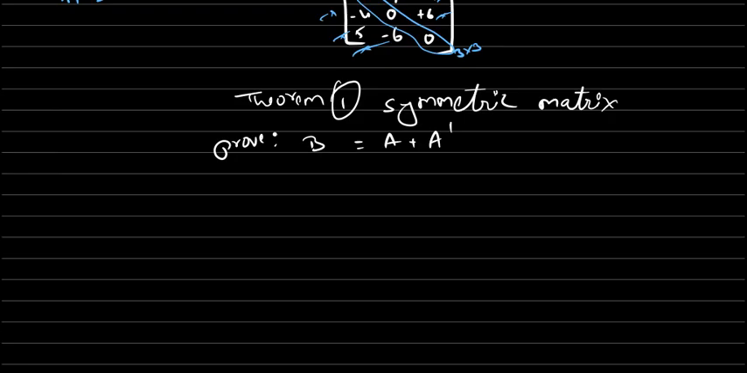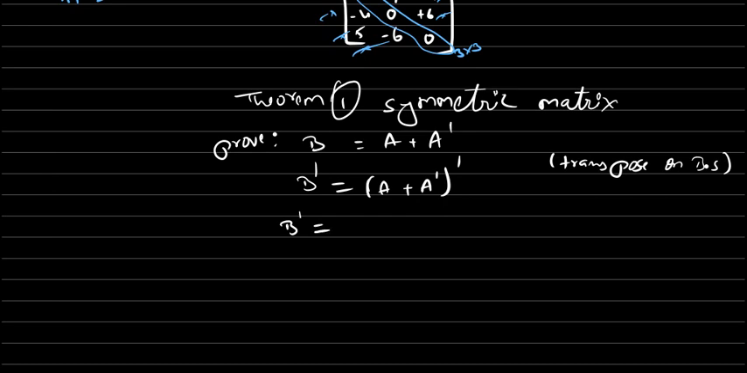We will transpose both sides, or you can say put a dash on both sides. This will become B dash is equal to A plus A dash whole dash, so it will become A dash plus A dash dash, whole dash. This B dash will remain the same. You know that if you transpose any matrix one time and then transpose one more time, it becomes the original A itself. I will show it one more time for you people. This will become A.